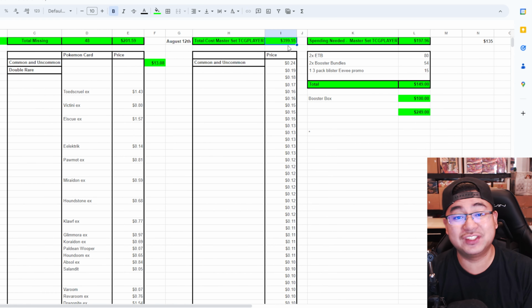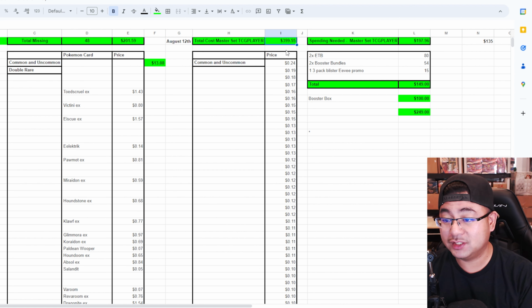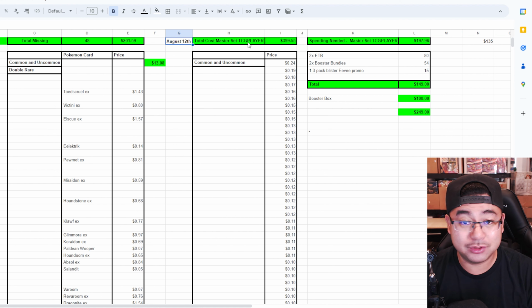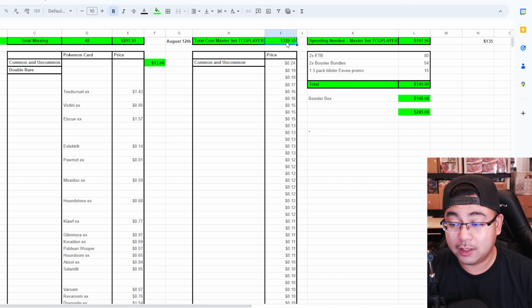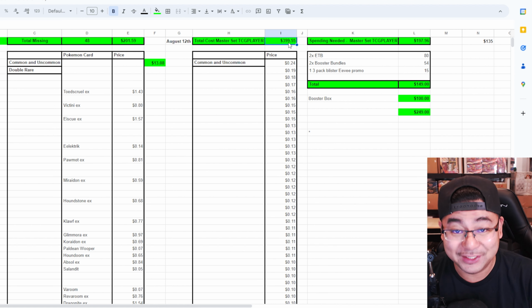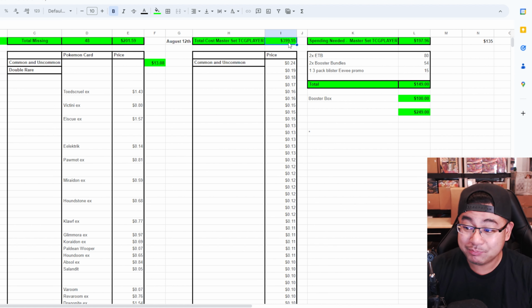The whole master set with all the cards, this is what these columns are. It's a total from August 12th. That was the total price of buying all the singles without buying any booster box or elite trainer box. That's how it was, the price to buy all the single cards. I can tell you this price of $399.55, that decreased right now. So it's probably at like $350 just to complete a master set.